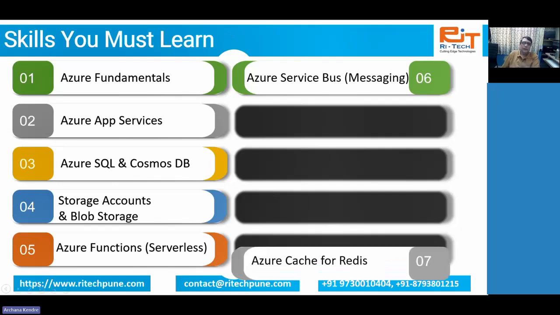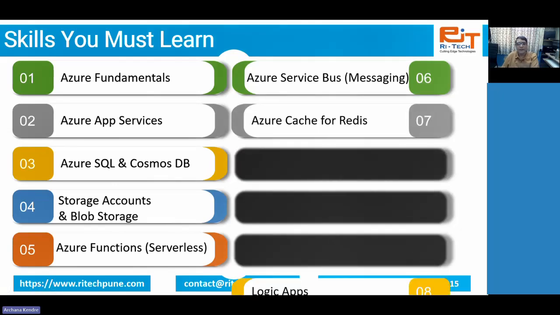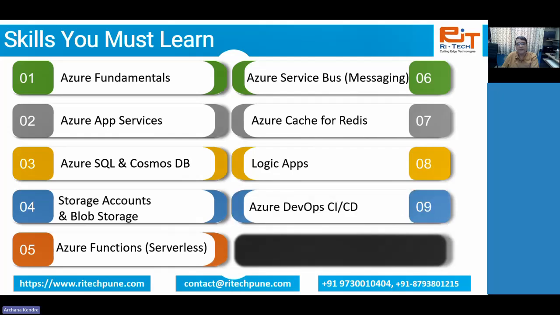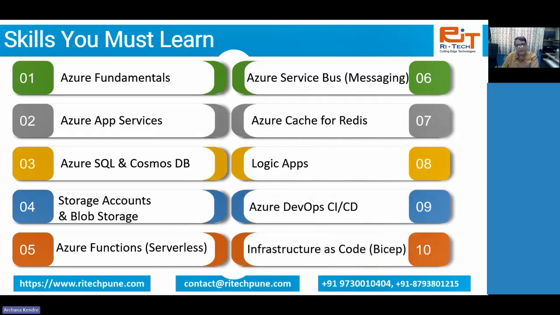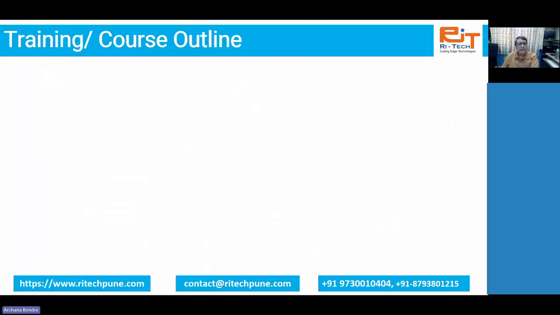Besides this, you need Azure Cache for Redis, Logic Apps, and then Azure DevOps, and infrastructure as code. So Bicep, this is the new, slightly advanced thing, so you can use Bicep also. So these are the 10 major skills you need to be a full cloud engineer.